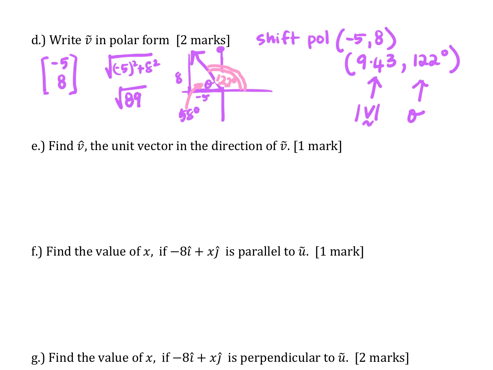I'm happy for you to just do that either way, but we need to be getting it right. Some people gave us this angle here of 58 degrees, and that's not correct. Okay, so in terms of marking for this one, it's 2 marks. It's 1 mark for the magnitude, 1 mark for the angle.